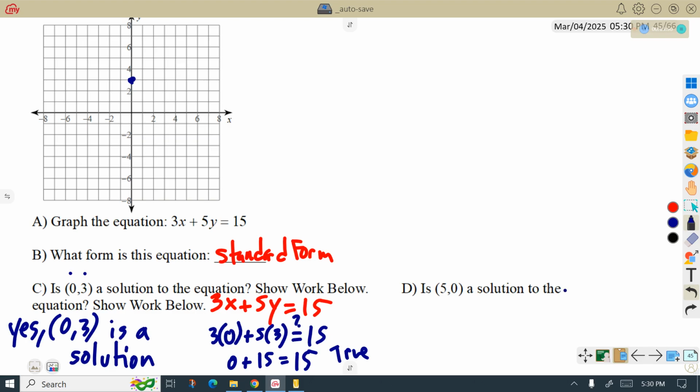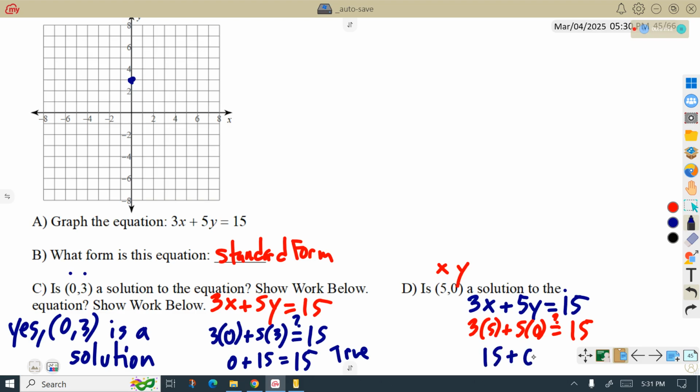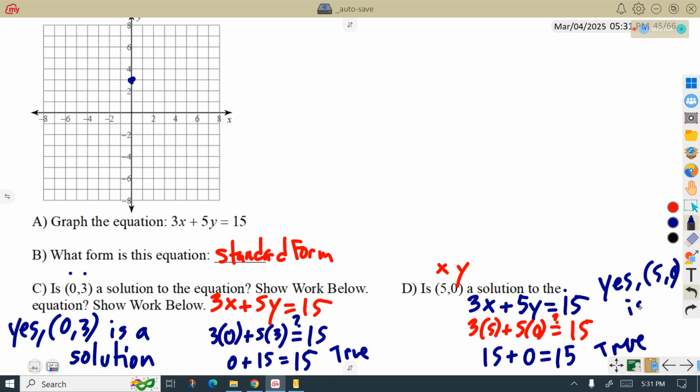That point has to be there. Okay, let's try D right now. I'm going to use the same formula again, 3x plus 5y equals 15. And then what we do is we drop these two numbers in. That's my x and that's my y. So is it true that 3 times 5 plus 5 times 0 equals 15? Well, yeah, because 3 times 5 is 15 and 5 times 0 is 0. So 15 plus 0 is equal to 15? Yeah, that's true. So what sentence are we going to say? Yes, 5, 0 is a solution.